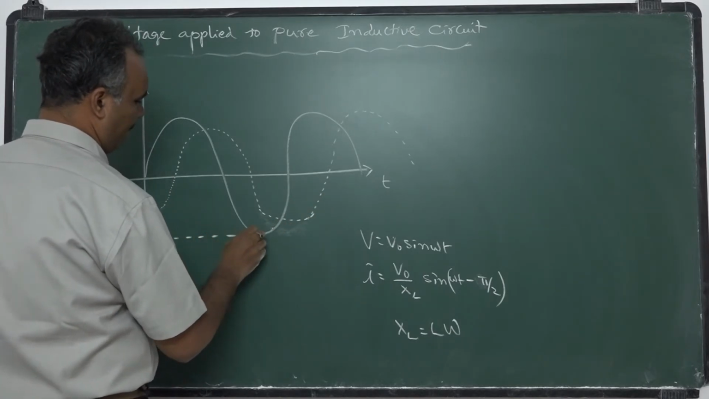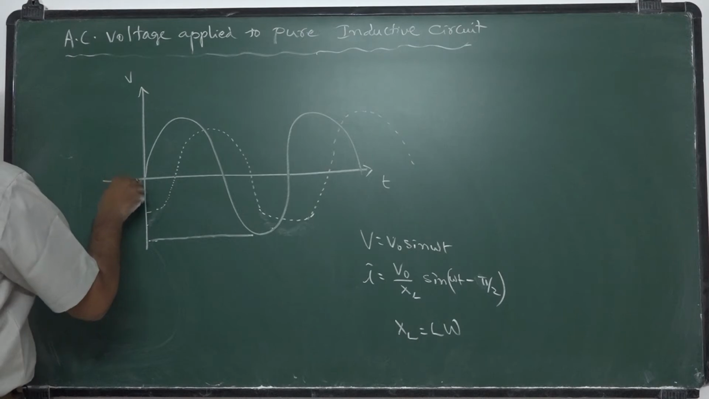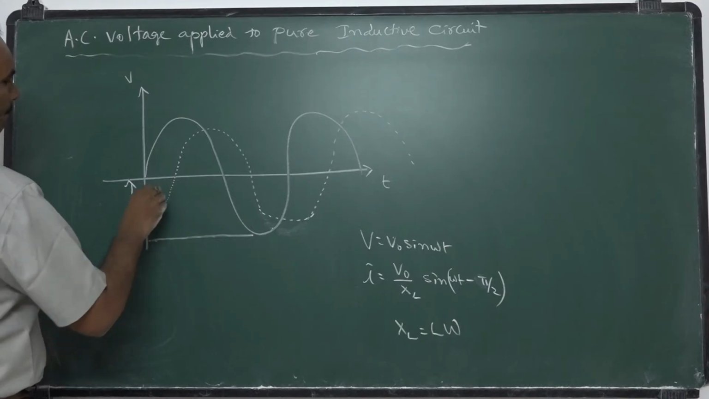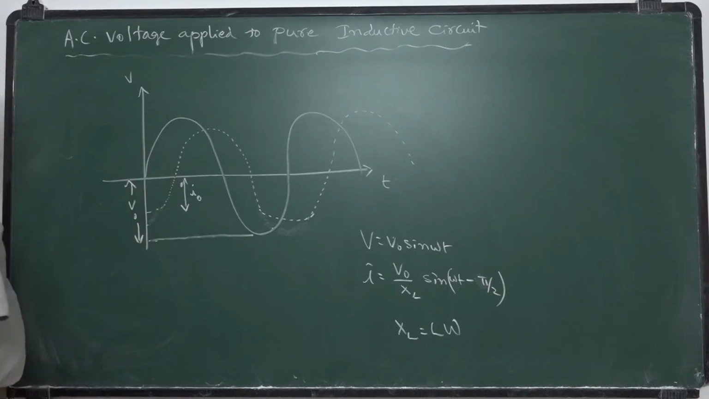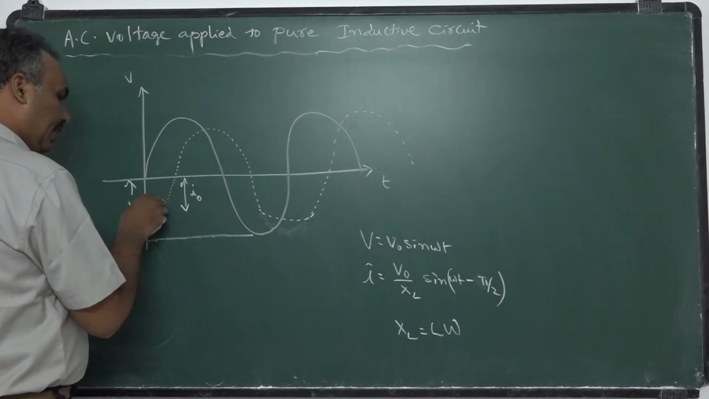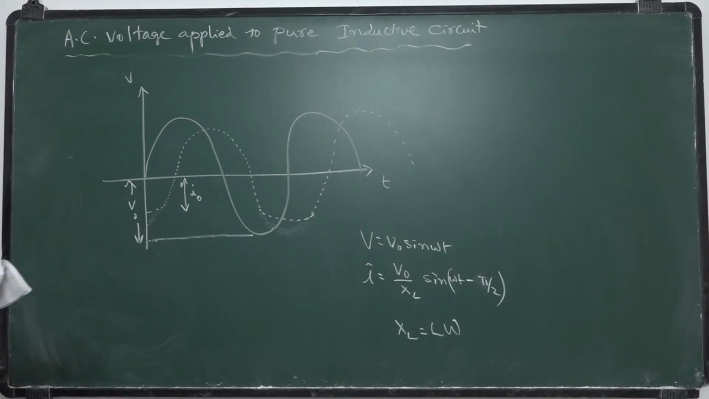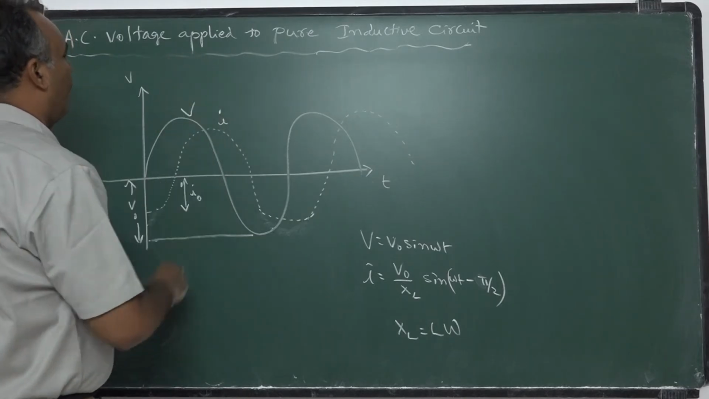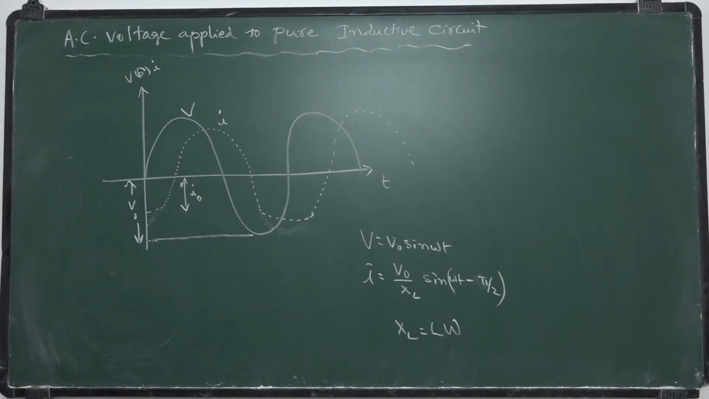This is peak voltage V0. This is peak current I0. And when voltage is 0, it is still at minus pi by 2 phase. So that is the variation of voltage as well as current with respect to time in a pure inductive circuit.